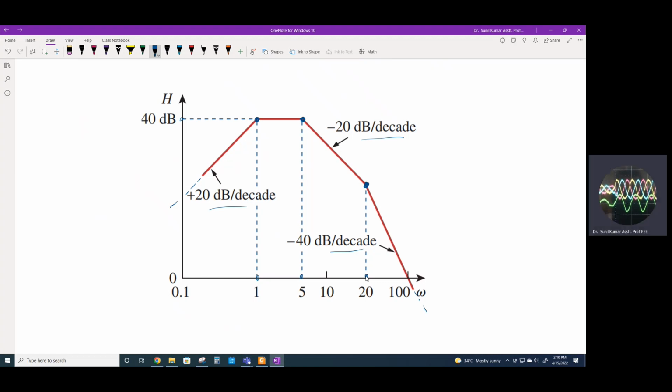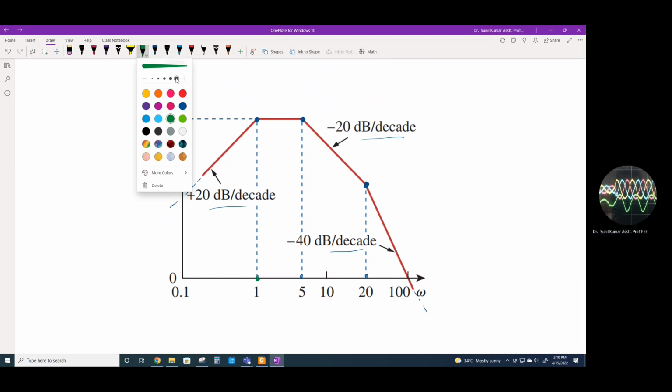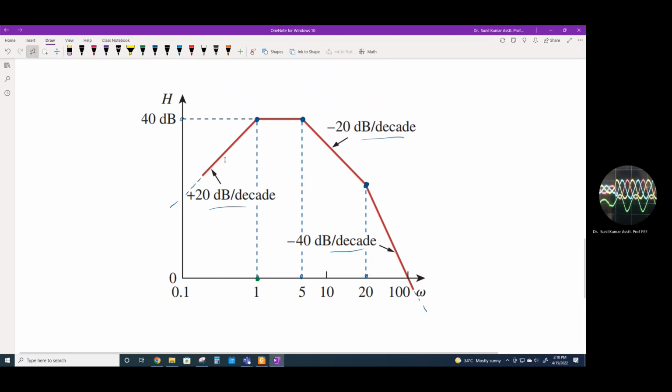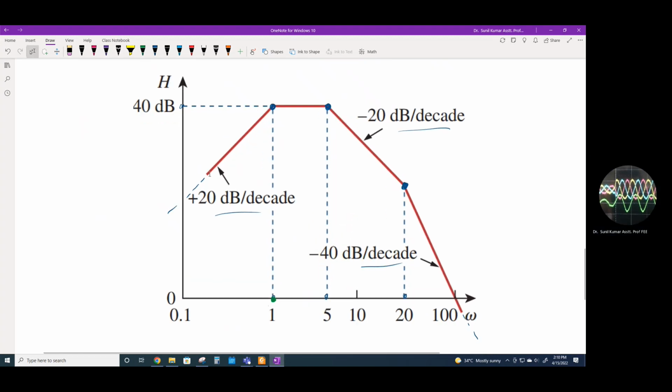So we are given pretty much all of the information required. So let's see how to break this whole plot into individual lines. Let's start from the left hand side first, and we can see that for omega less than 1, I just have this positive slope with a rate of positive 20 dB per decade, and it is reaching 40 dB at omega equals 1.